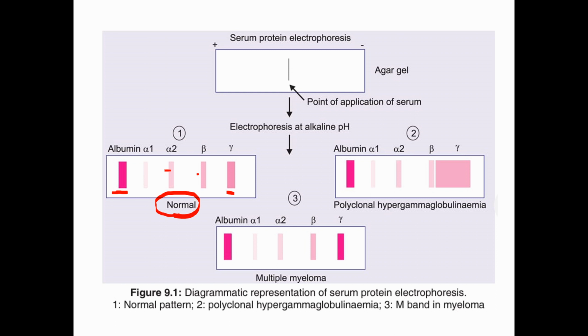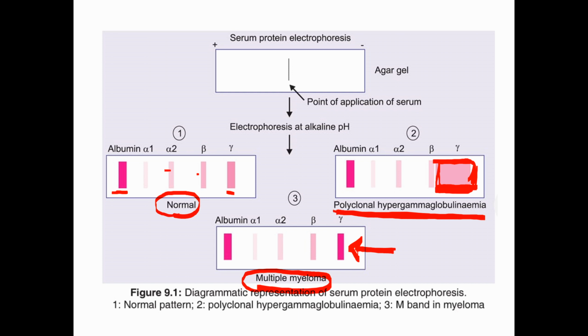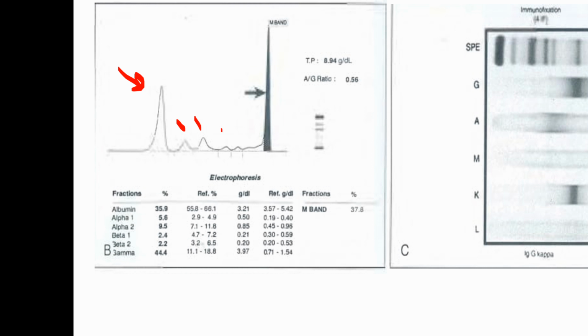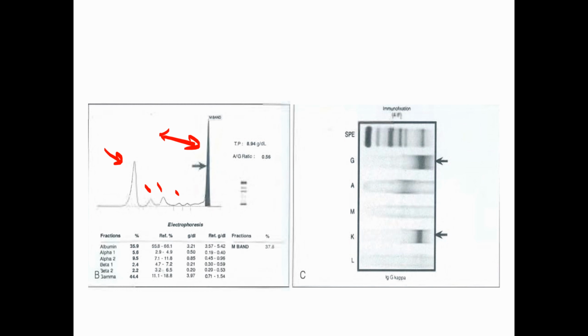So in case of polyclonal hypergammaglobulinemia, means in case of infection or inflammation, we can get a very broad band at the gamma region. So this third picture is multiple myeloma. We can get M protein or M spike, that is a densely red colored dot or band in the gamma region. Albumin is also intensely dark. We can call it as M protein or M spike. So that is the electrophoresis. We can get the albumin, alpha 1, alpha 2, beta, and the gamma. So increased gamma, that is the M protein in the gamma region.